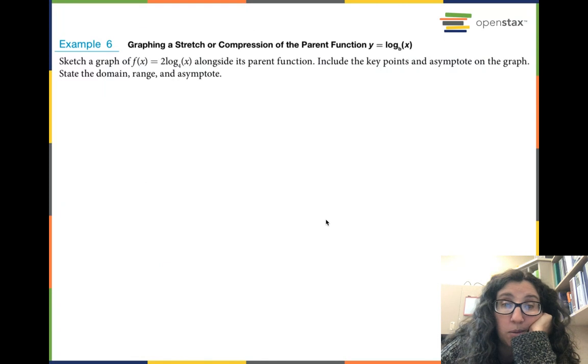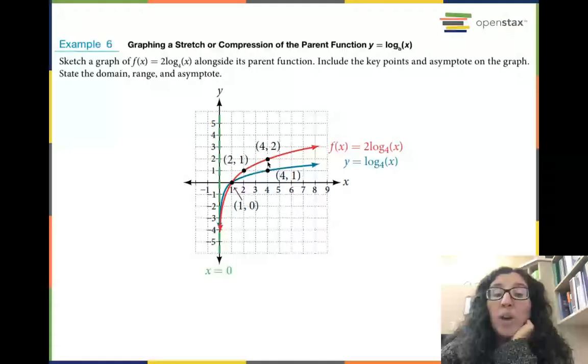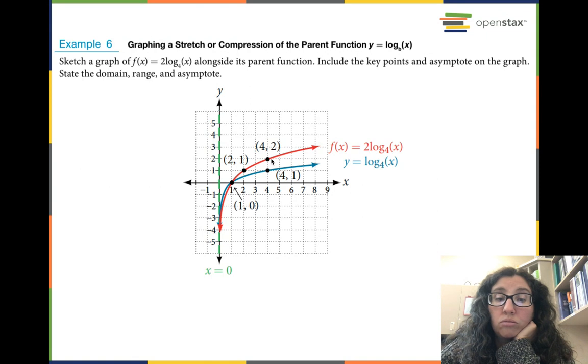So let's look at an example. 2 times log base 4 of x. All right, so the blue function is log base 4 of x, vertical asymptote at x equals 0, x-intercept at 1, key point at 4, 1. Okay, we have a vertical stretch of 2. So the x-intercept stays the same, the vertical asymptote doesn't change. The location of this point doesn't change. We just multiply the output by 2.